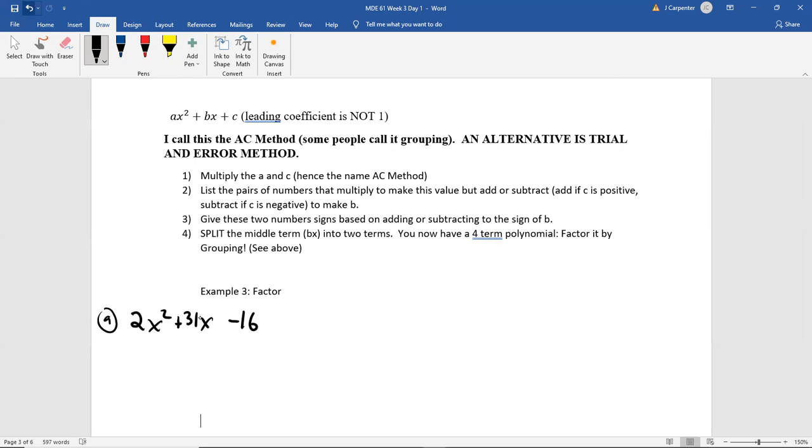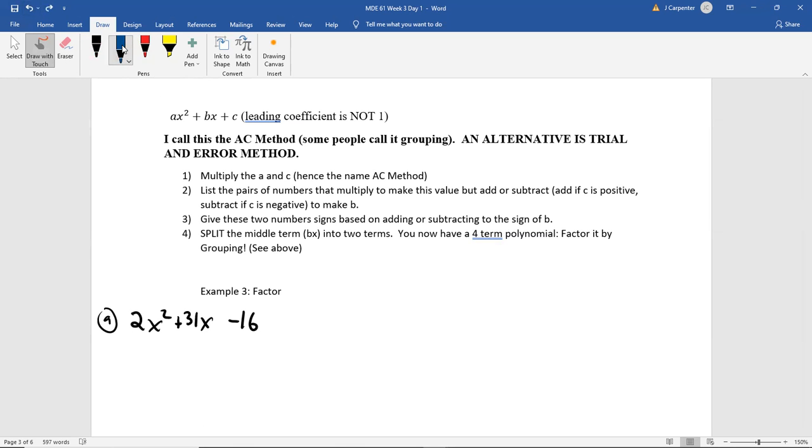Now remember, I want you to get in the habit of, first thing whenever you factor anything, asking yourself, is there a GCF? And no, there isn't. Doing that really quick. Then you go, all right, how many terms do I have? 1, 2, 3. All right, well, so far we've got shortcut and AC method. That's a 2, so we can't shortcut it. We've got to use the full-blown AC method.